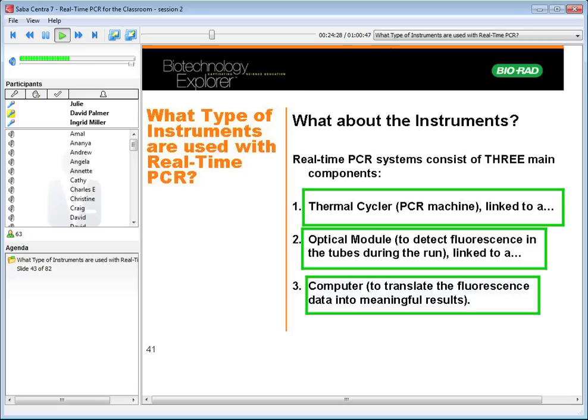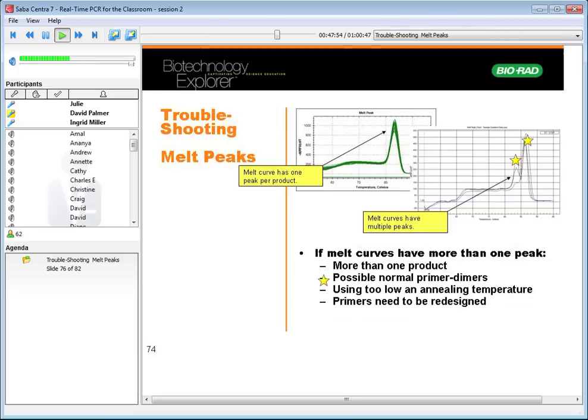And if the curves aren't smooth, again, it could be poor pipetting or evaporation. Maybe the assay's got problems, or maybe even there's electrical noise causing problems with the instrument. Melt curves, if we have multiple peaks in our melt curves, that tells us that we're amplifying more than one product. It might be normal if we're making primer dimers at very low concentrations, but maybe it tells us that we're using the wrong temperature for our primers and they're binding at a different site and making extra product. It is a suggestion that primers need to be redesigned, though, if we start seeing multiple peaks in our melt curve.